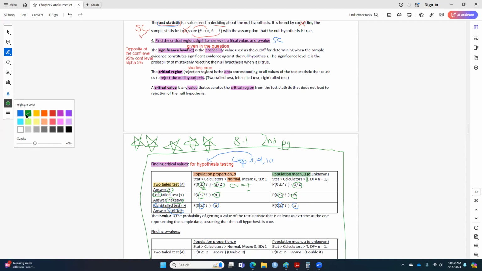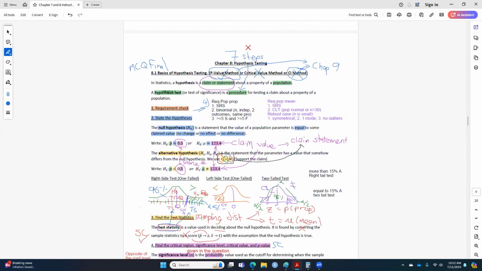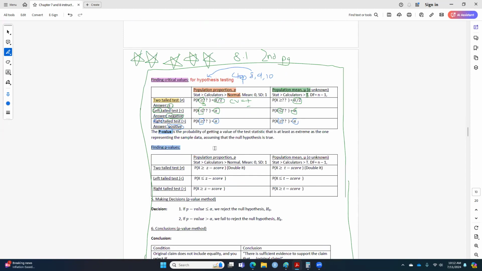Okay. Now, the next definition we're going to go over is p-value. This is very important because, as you know, there are a few methods to test a hypothesis, but we are only concentrating on the p-value method. So what is a p-value? A p-value is the probability of getting a value of a test statistic that is as extreme as the one represented by the sample data, assuming that the null hypothesis is true. So the p-value is actually a probability.